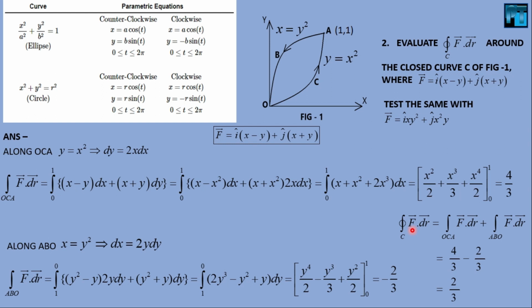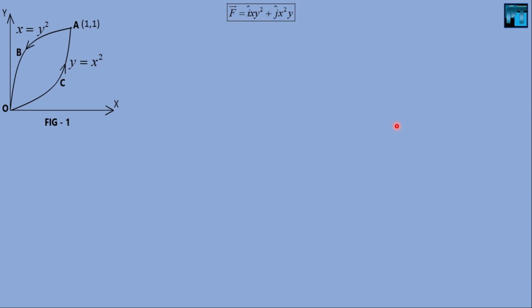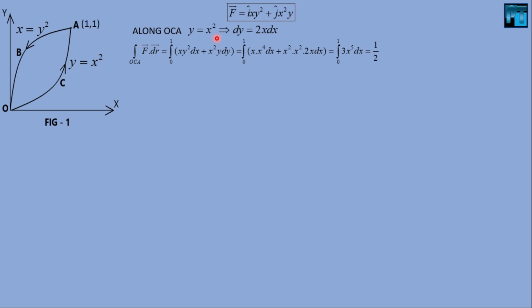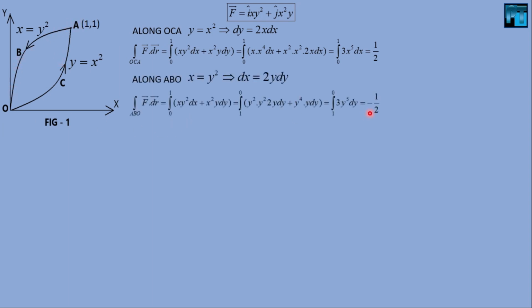Clear? Now let's do the same with this vector. So for OCA we have y equal to x square, dy equal to 2x dx, and we are converting all the y's into x's, and the value we have is half. Similarly, for the part ABO we have the value minus half. See, this is half, this is minus half. So what is the value of the closed line integral? 0. Now comment on your answer.